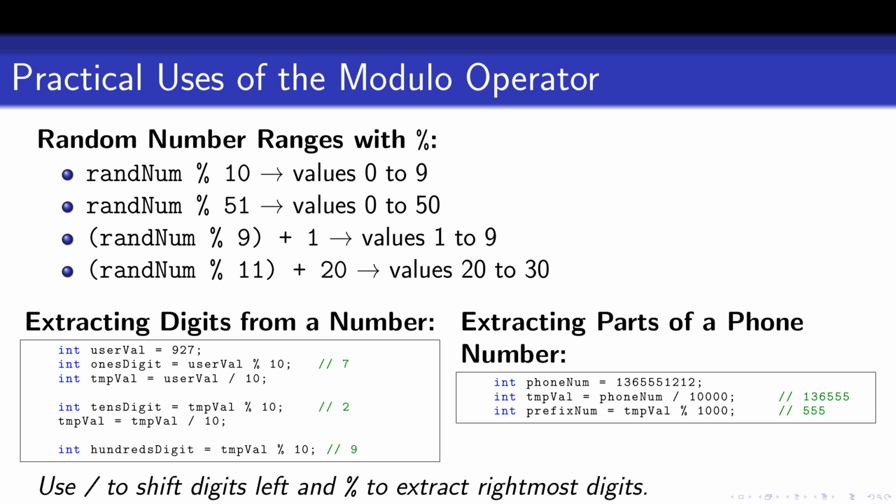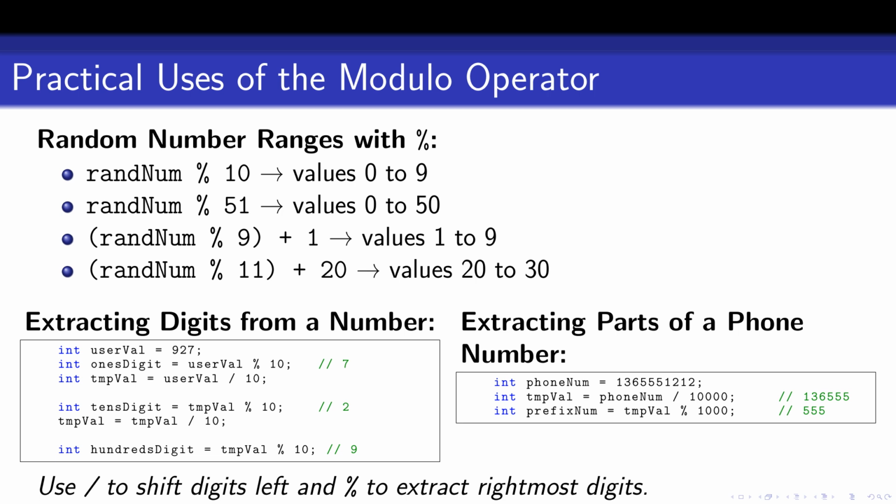If you want a range starting at a number other than 0, you just add an offset. For example, parenthesis rand modulo 9 parenthesis plus 1 gives a range from 1 to 9, and parenthesis rand modulo 11 parenthesis plus 20 gives values from 20 to 30.